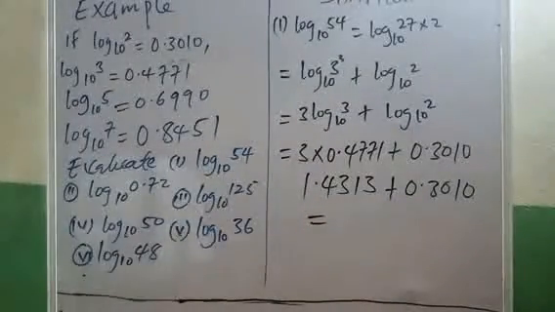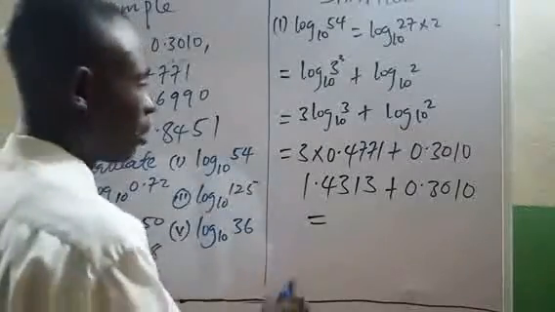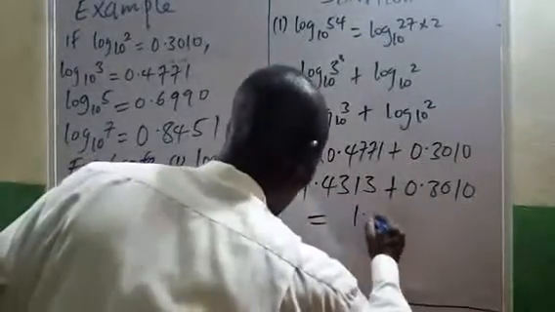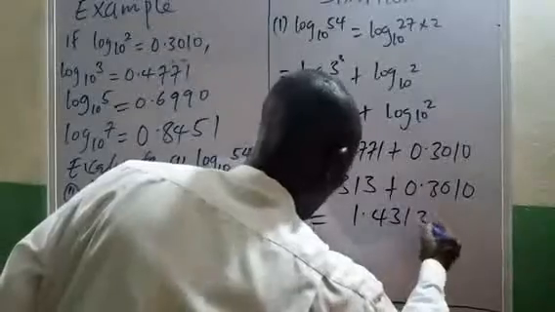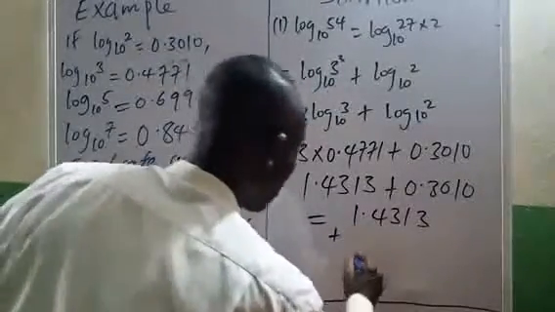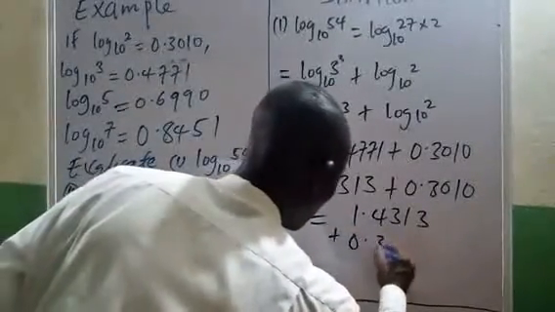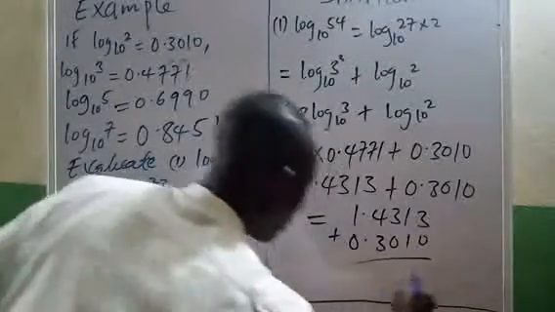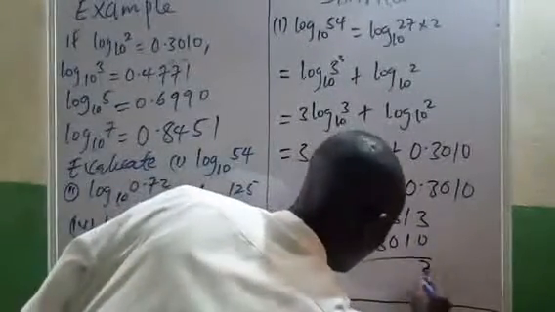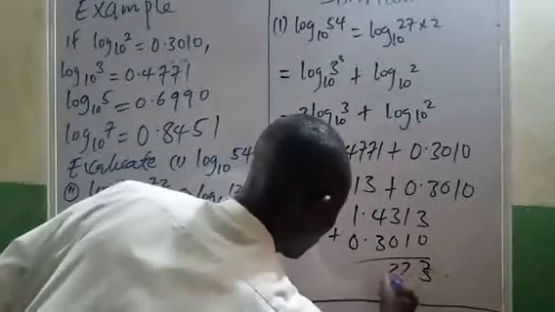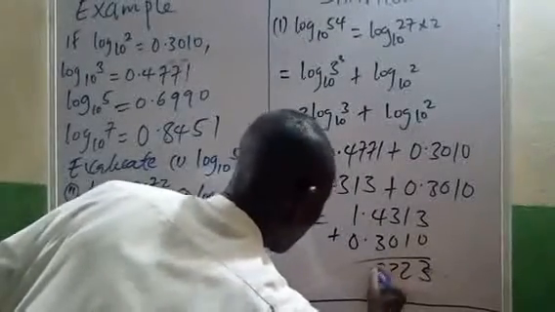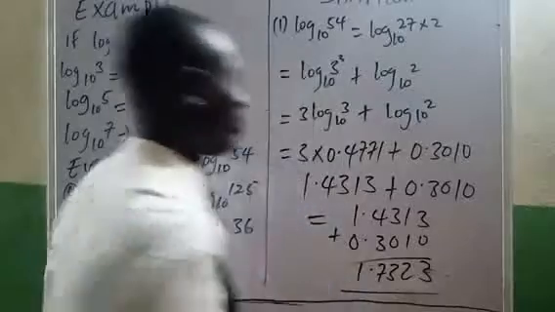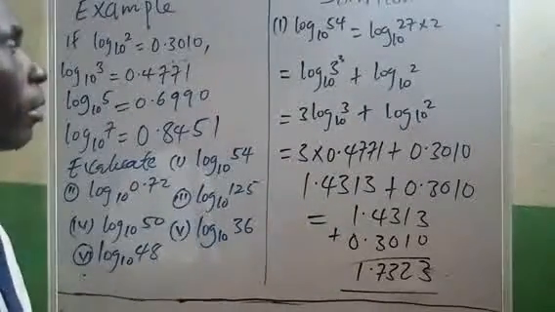So if you add this together, the final answer is equal to, let's just do it together, 1.4313 plus 0.3010. Here will be 3. 1 plus 1 is 2. Here is 3. Here is 7. Here is 1.7. So this is your final answer.